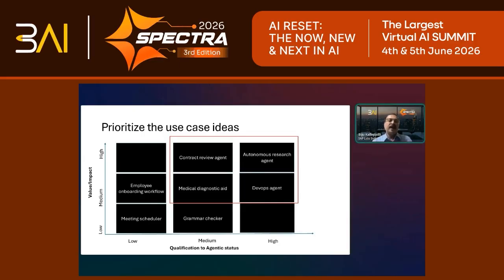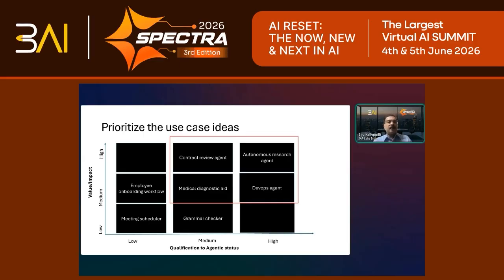For something like a contract review agent, in an organization where hundreds and thousands of contracts have to be reviewed, it will reduce a lot of manual effort, right? The impact and value is very high, but at the same time, qualification to agentic status is kept as medium, because at the end, because of legal framework and legal challenges, there might need to be a human in the loop to review and correct it. Then a DevOps agent: on one side, the value impact may not be very high, but a DevOps agent can monitor the alerts in the pipeline, take corrective actions, remove the blockers and move forward with the deployment.